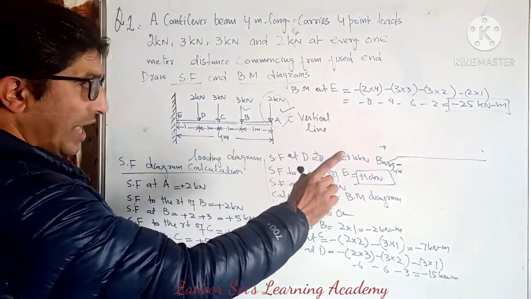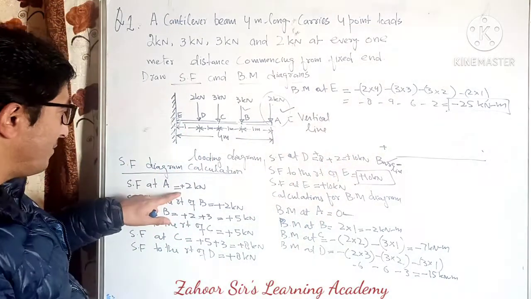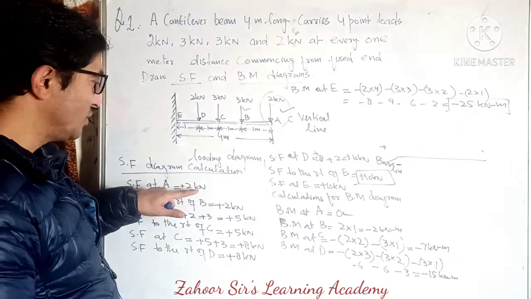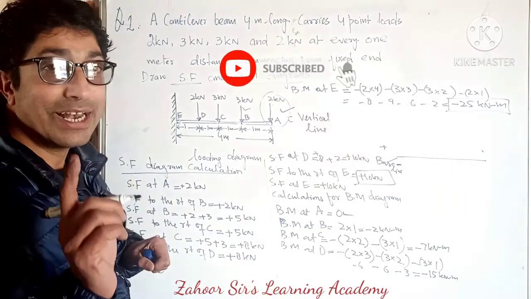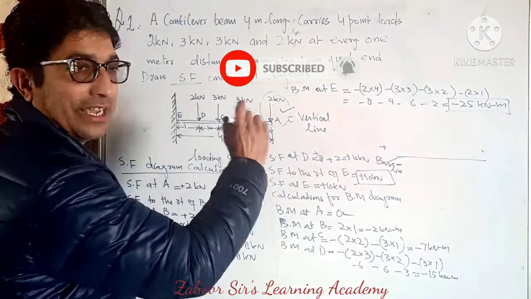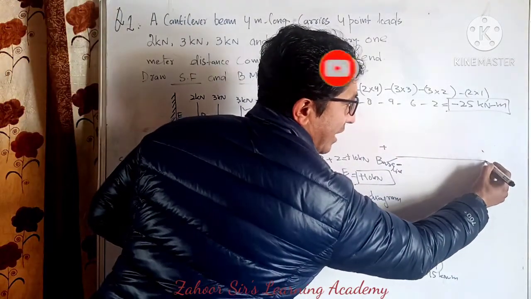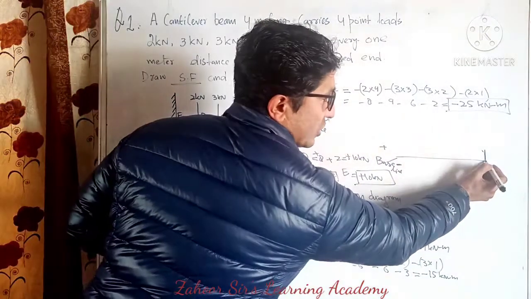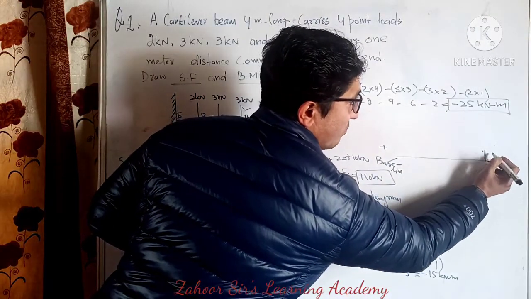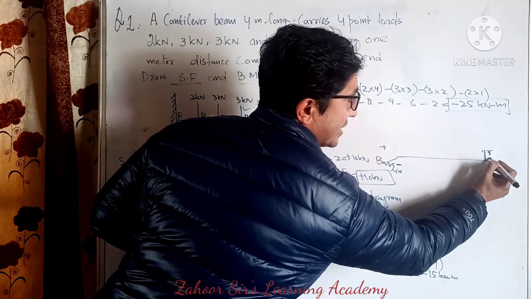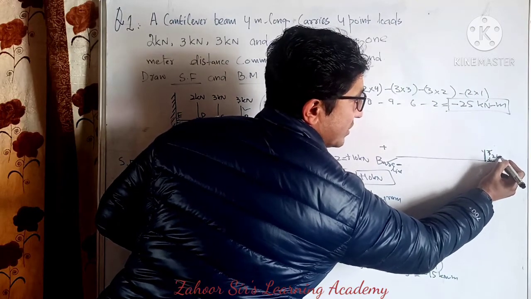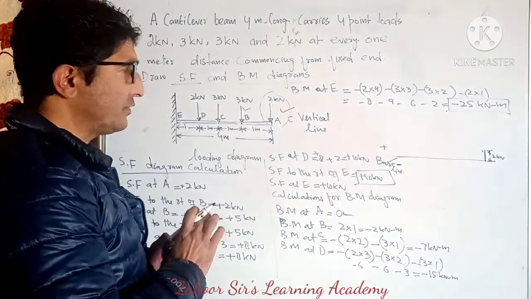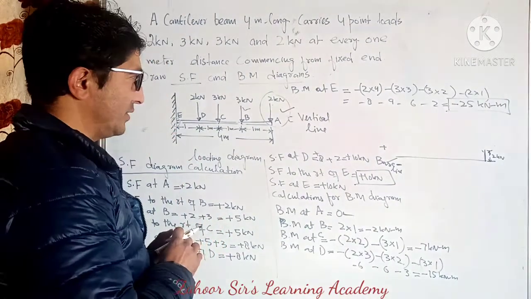Okay, now SF at A, how much is it? It is plus 2 kilonewton. So what line do we have to draw? A vertical line. So I will draw a vertical line. Without any measurement, I will say this is 2. It is 0 here, and from this point to this point, the distance is 2 kilonewton. Nicely try to understand what I am trying to make you understand.